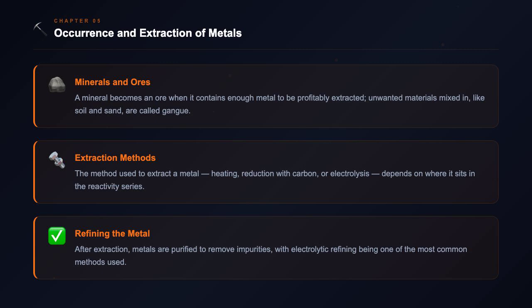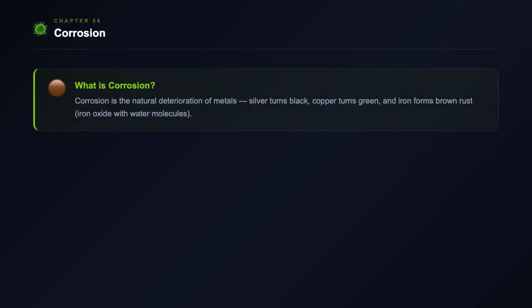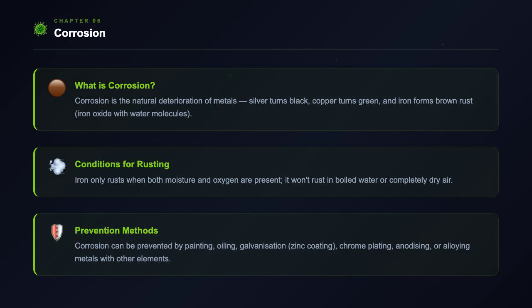After extraction, metals often need refining to remove impurities. Electrolytic refining is a common method used to purify metals. Corrosion is a natural process where metals deteriorate. Silver turns black, copper turns green, and iron produces brown rust. Rust is iron oxide with water molecules. For iron to rust, it needs moisture and oxygen. Iron doesn't rust in boiled water or dry air.